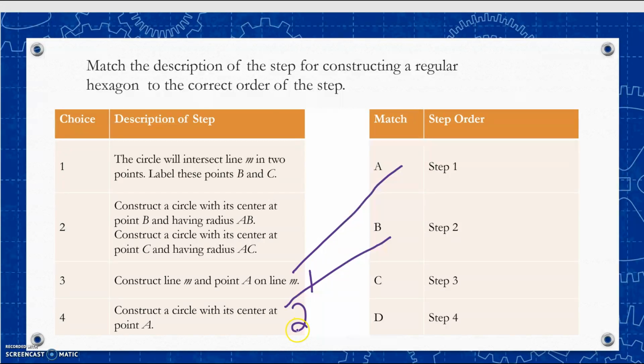It's going to intersect the line at 2 places. We label those B and C, so that is step 3. And then we construct a circle with its center at B, radius AB, and a circle at C, radius AC. That is step 4.